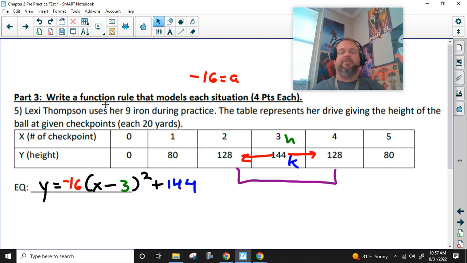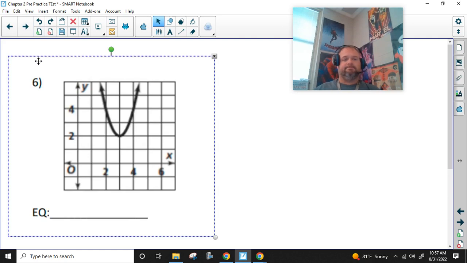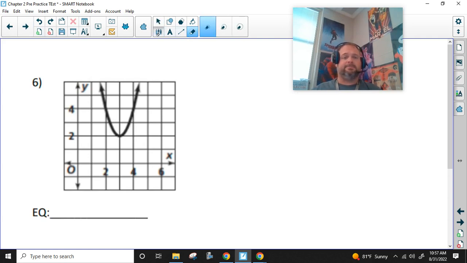So that was number 5. Number 6. All right. That's my coordinate. This is my vertex. There are many other vertexes, but this one is mine. This is at 3, 2. So that's my H and my K value.